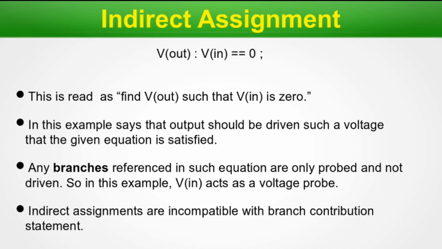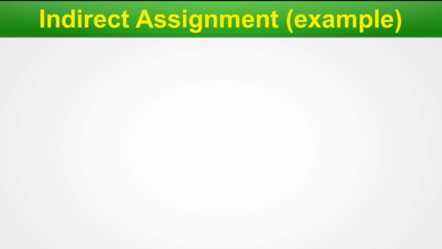Now, here comes the most important point. Indirect assignments are incompatible with branch contribution statements. If we have used a contribution statement in a particular case, then in that case we cannot use an indirect assignment. So here let's see an indirect assignment example. This is of an ideal op-amp. So let's see the example.